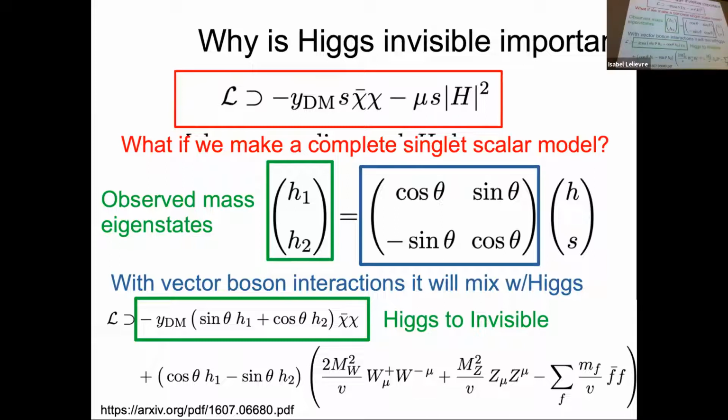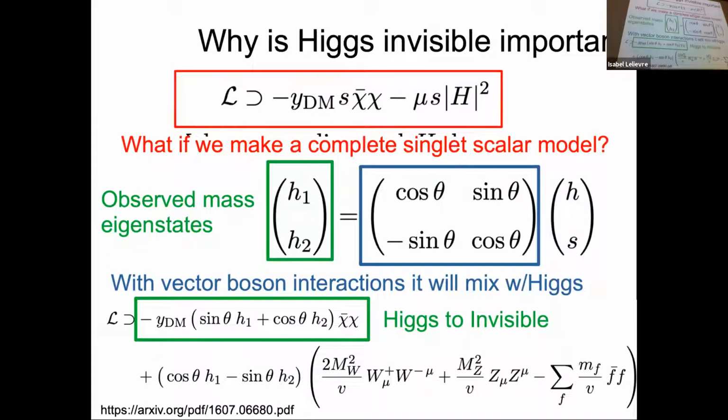So what happens to the Higgs? Once you have this mixing, you can rewrite your Lagrangian, and you're going to get a term like this. Now the Higgs that we observe, H1, will actually couple to dark matter, and so you're going to get Higgs to invisible. It's going to couple by this mixing angle, sine theta. And then the other scalar, which could be light or heavy, will also couple to dark matter. It will decay much more likely to dark matter than the Higgs. We assume sine theta is small.